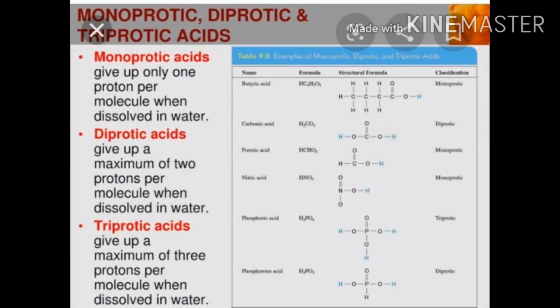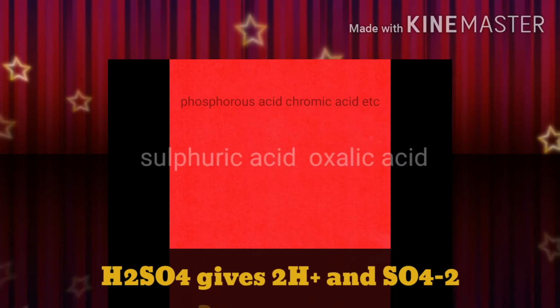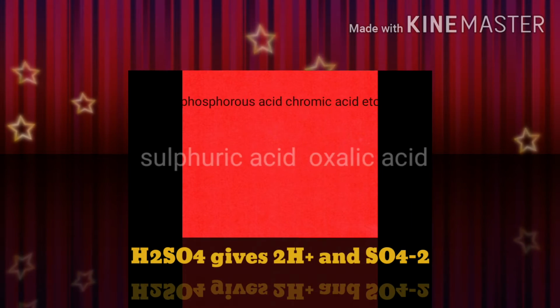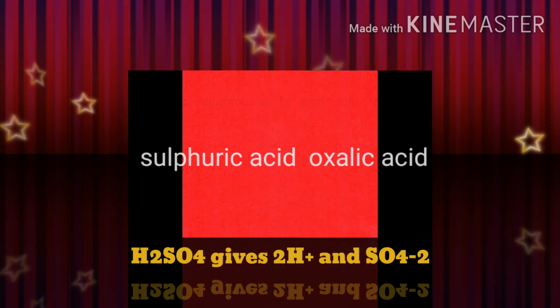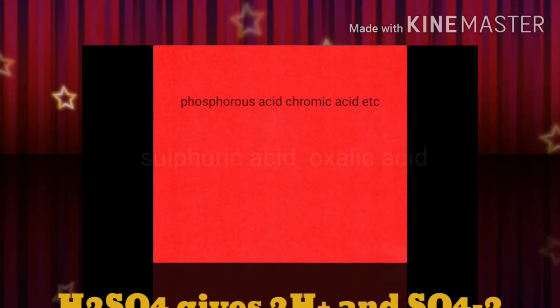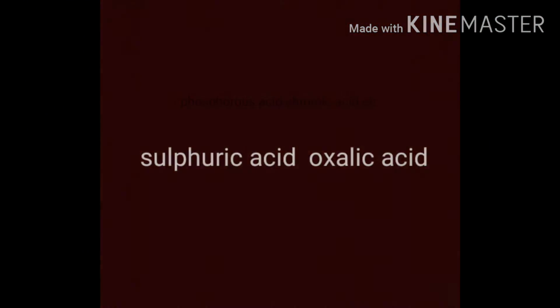Diprotic acids: the acids which can donate two protons in aqueous solution are known as diprotic acids. Examples of diprotic acids: carbonic acid, chromic acid, sulfuric acid, oxalic acid. H2SO4 gives 2H+ and SO4 2-.